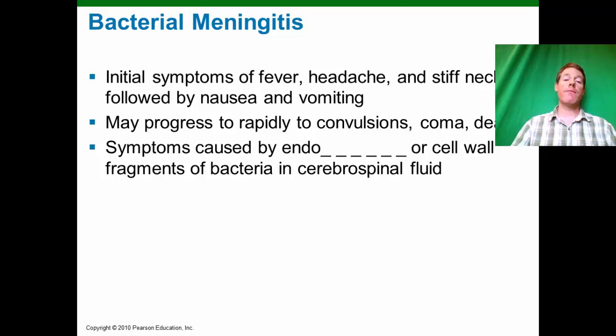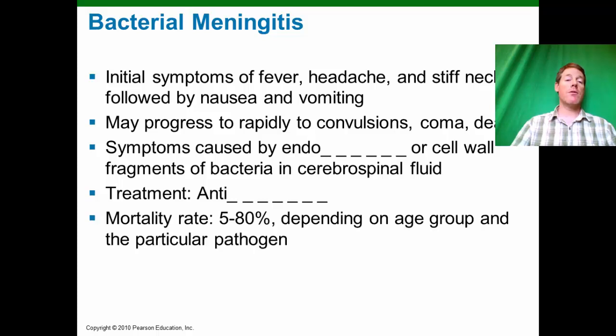Symptoms of this disease are caused by endotoxins or cell wall fragments of bacteria in the cerebrospinal fluid. And these toxins are what cause inflammation of the meninges. Treatment of this disease is administering antibiotics. This is a dangerous disease, and the mortality rate varies among different age groups and among different kinds of bacteria, but it can be up to 80% in the most severe cases.